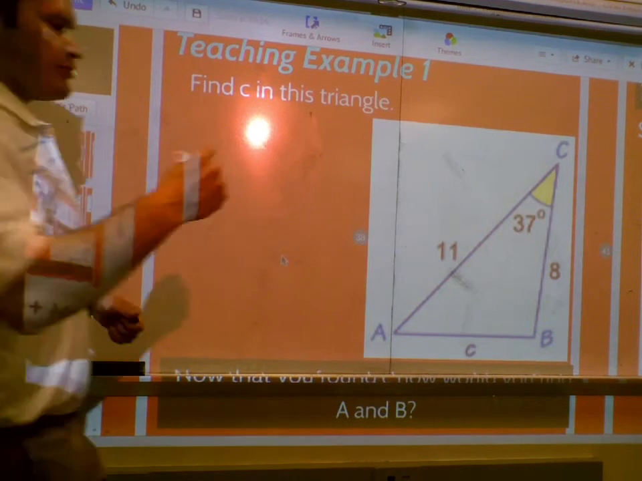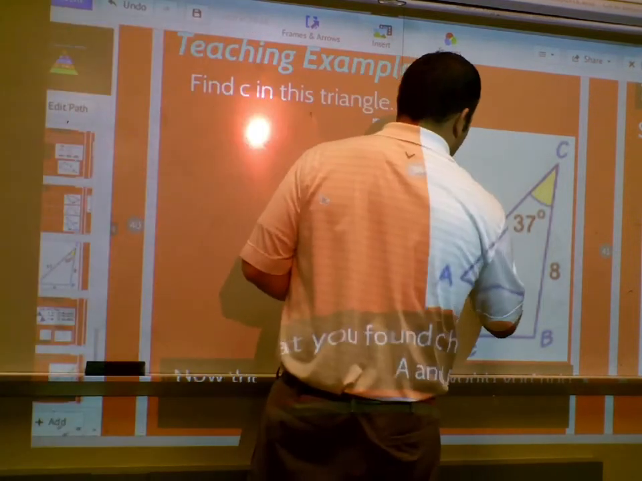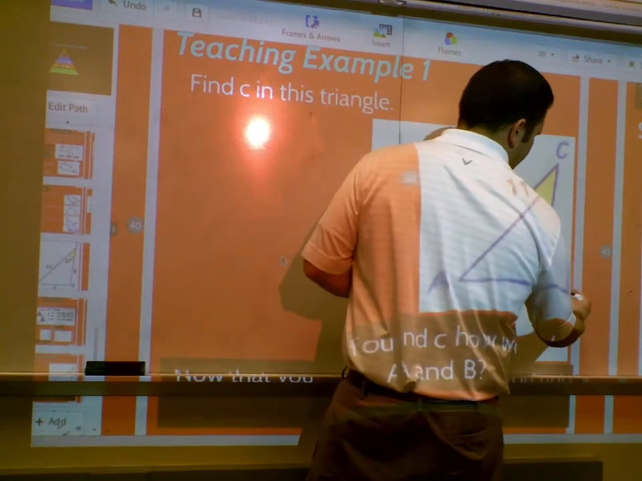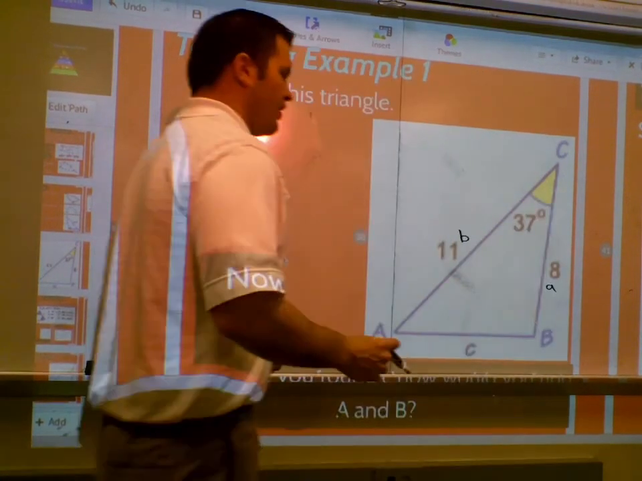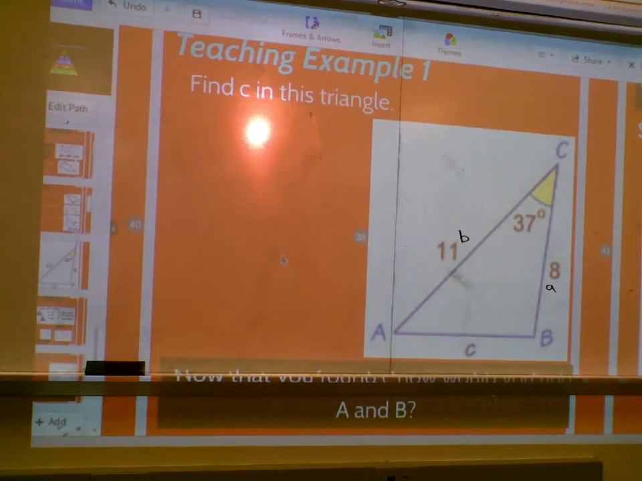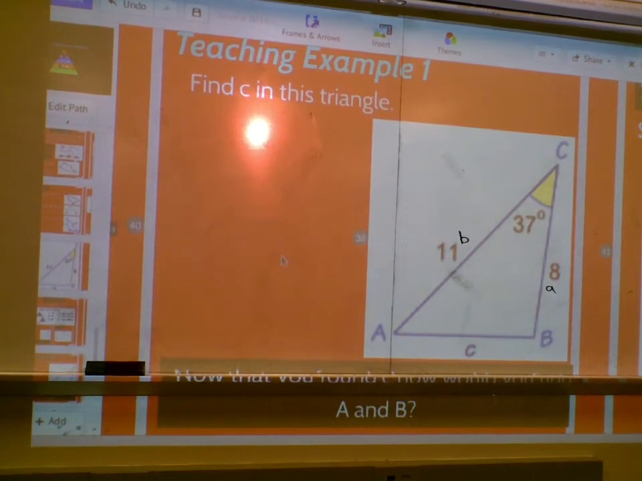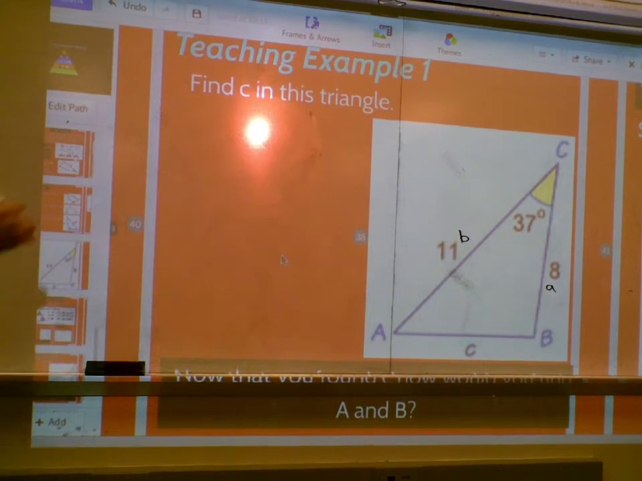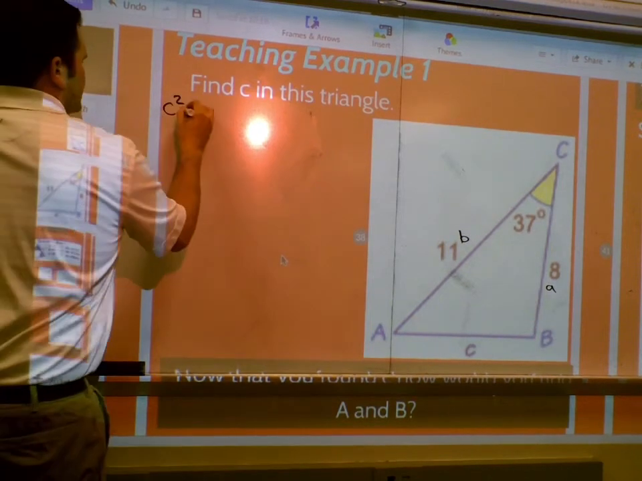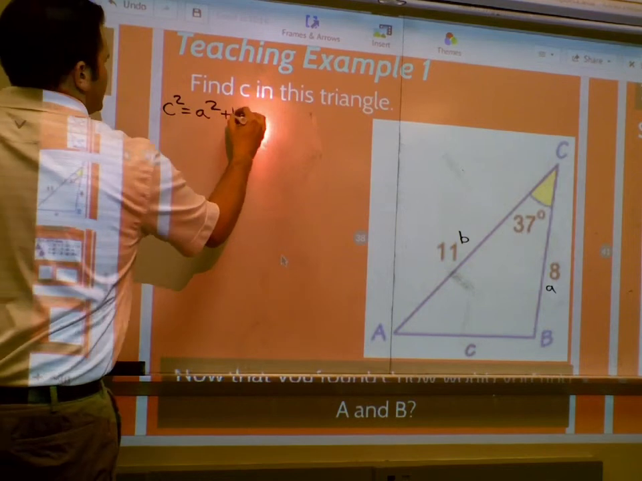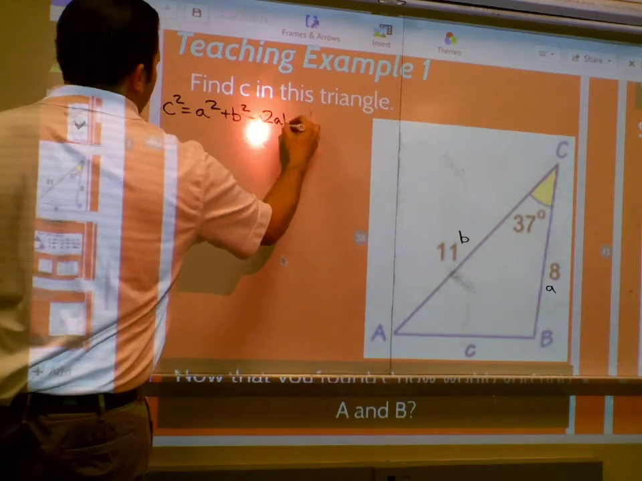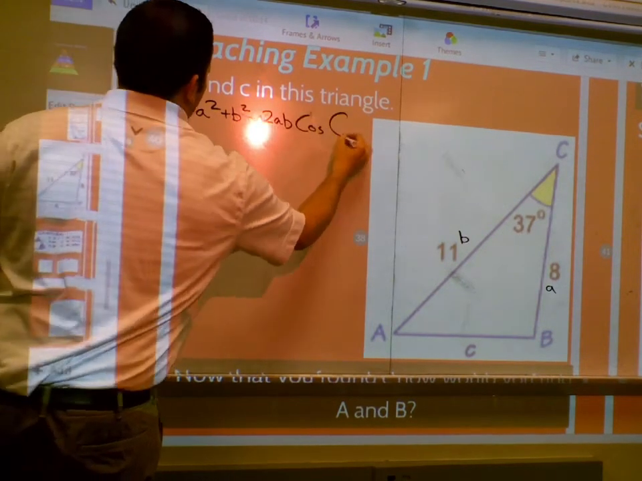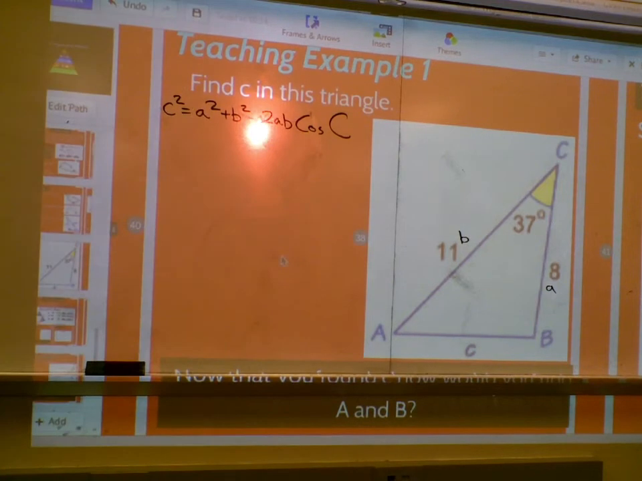11 is little b, so it's across from big B. That means 8 is little a. Okay. Now I want to find little c. Should I use the equation that has c by itself, a by itself, or b by itself? C by itself. Good. So that equation is c squared equals a squared plus b squared minus 2ab cosine big C. Right? So that's the equation I'm going to use.